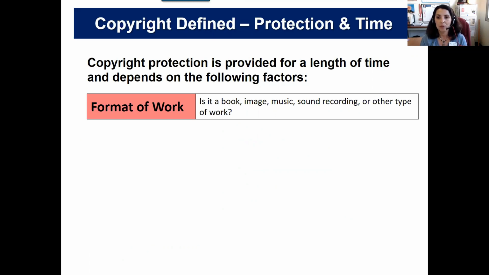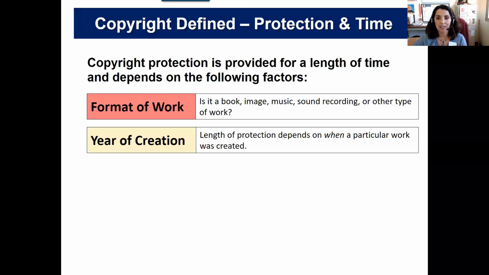So now we'll go into the protection and time span of a copyright. Copyright protection is provided for a length of time, so it's not forever, and it really depends on the following factors. It really looks at the format of a work. So is it a book, image, music, sound recording, or other types of work? Because of the changes in copyright law over the years, that really affects how long certain types of works have copyright. The year of its creation also influences how long it has copyright protection. So things that were created in 1950 or 1960 will have a shorter copyright protection time than things created nowadays. And once again, that's because of the changes in the law made over the years.